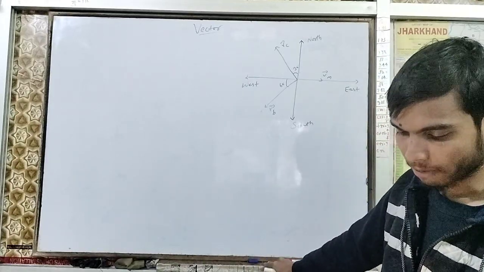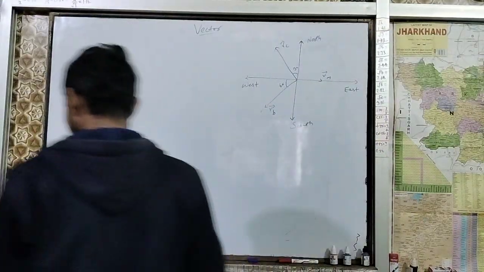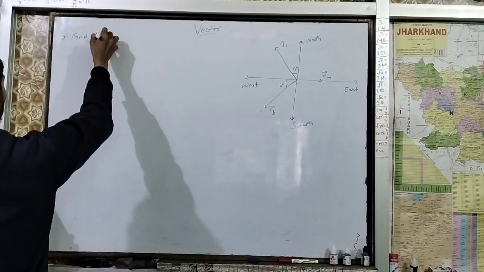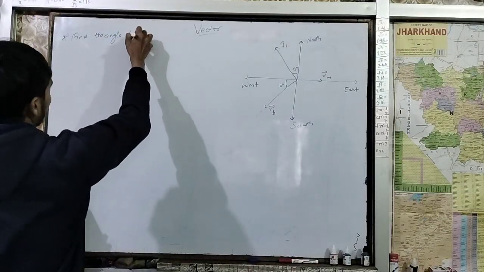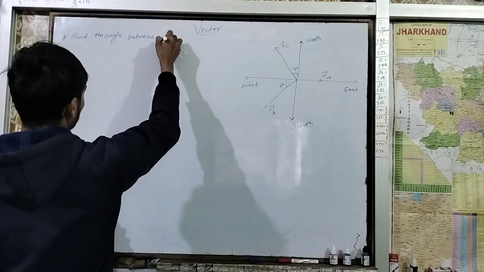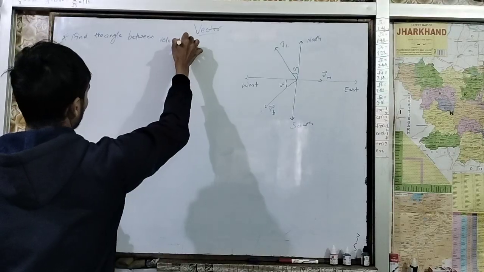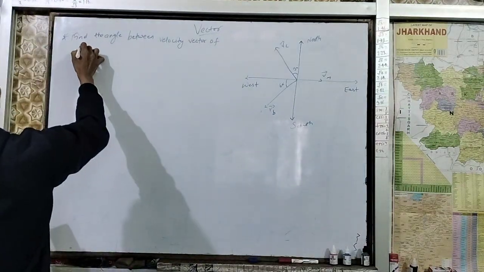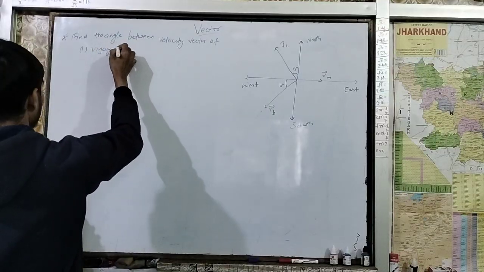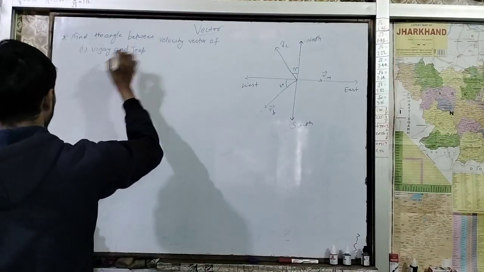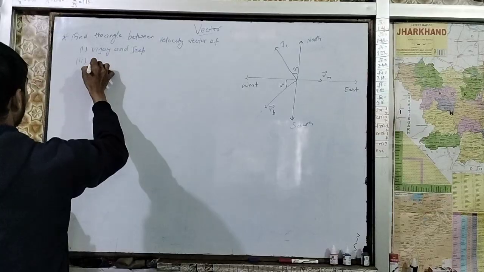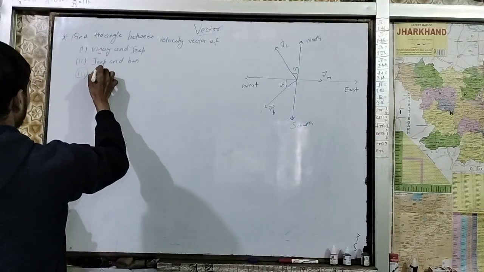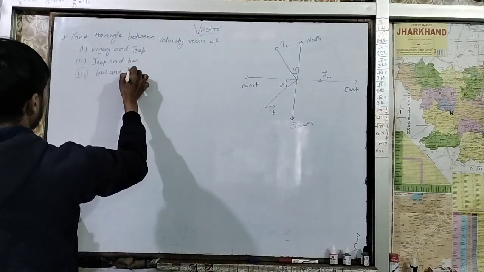Till here we are crystal clear. Find the angle between velocity vector of first, Vijay and Jeep; second, Jeep and bus; third, bus and Jeep.